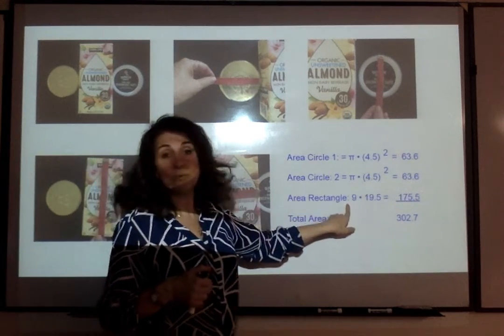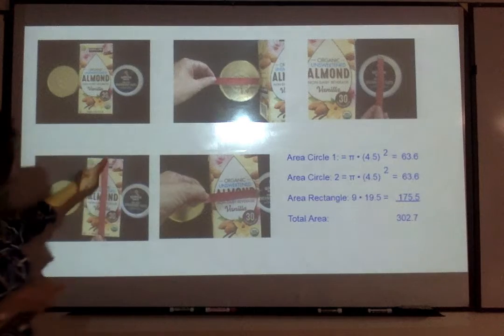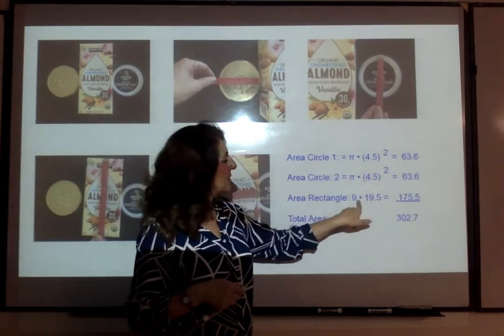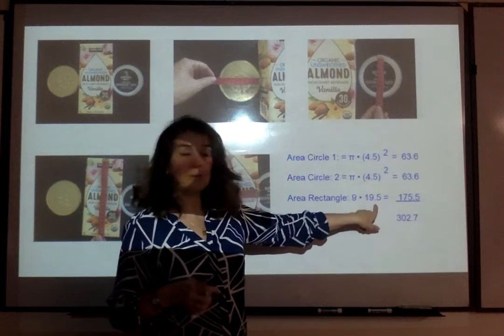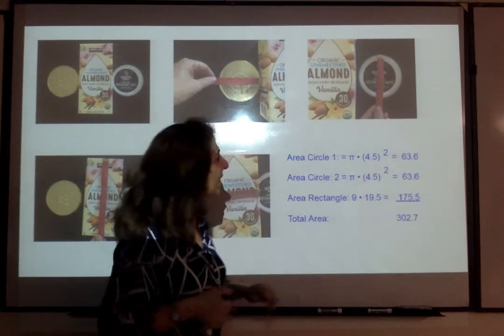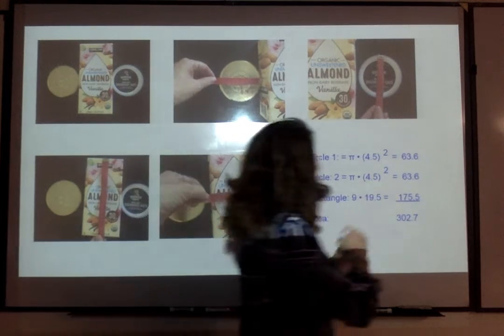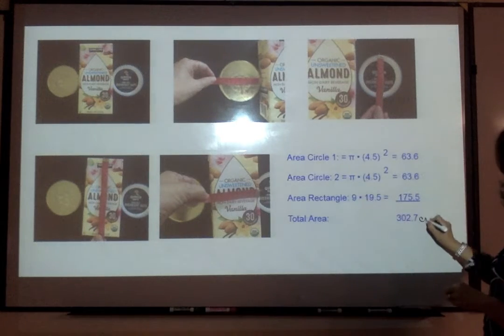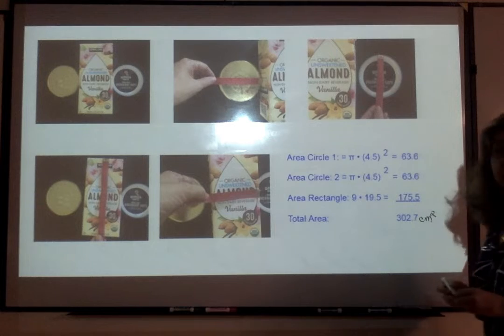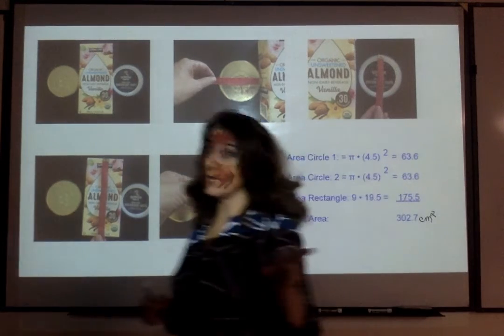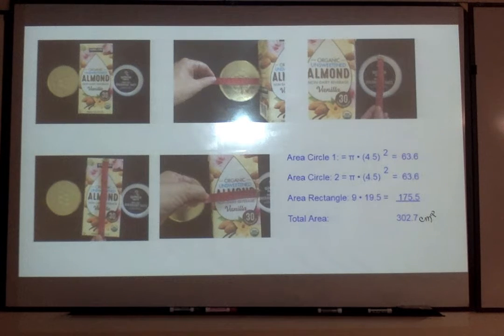And then the area of the rectangle, which I measured as well. Look, measure the height, measure the side. So it was 9 times 19.5, 175.5, and here is my total area. I use centimeters, which should be right here, centimeters square. That's what I did. And now I'm going to show you the other one, because I did that as well.